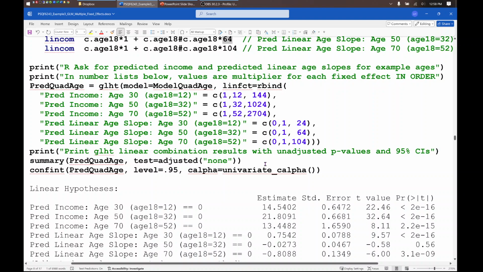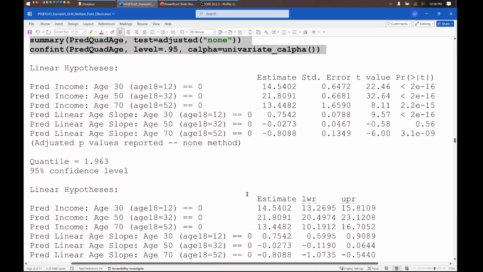And I can do the same thing in R. So note, these 3 lines do not include the intercept. They each use one linear slope, and then I have twice the value of age that I want the predicted linear age slope for. I am just printing, again, the summary of this information and not doing anything with it for right now. And here are the results.